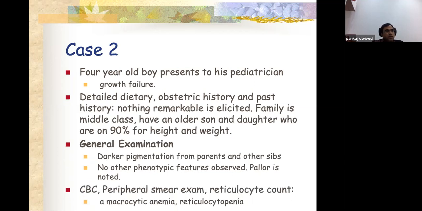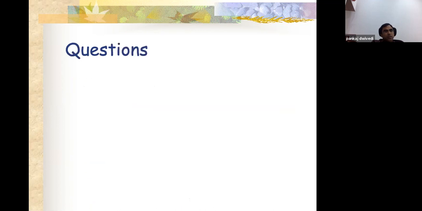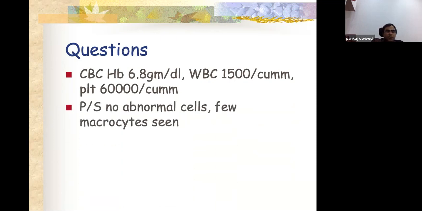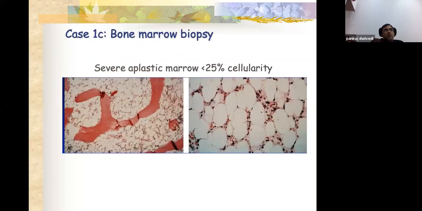Pallor is noted. On CBC, peripheral smear exam and reticulocyte count, macrocytic anemia is there. Reticulocytopenia is there, and reticulocytopenia means something has happened to the marrow, which is why it is not producing a good amount of RBCs. So the CBC shows low hemoglobin, low WBC, low platelets, and the peripheral smear shows no abnormal cells, so you have ruled out acute conditions like leukemia. Few macrocytes are seen, reticulocytes are low, and this is the marrow.